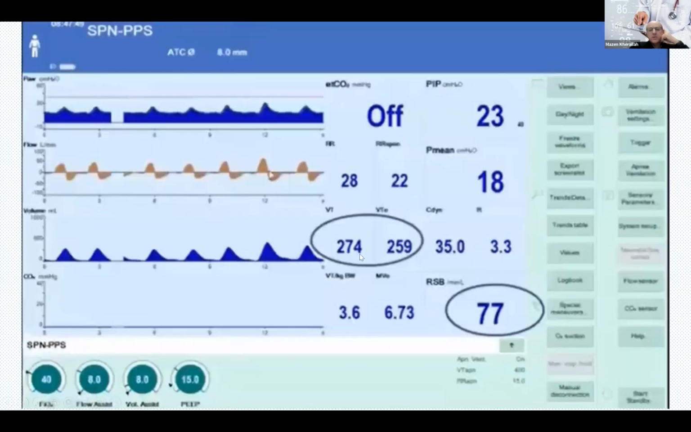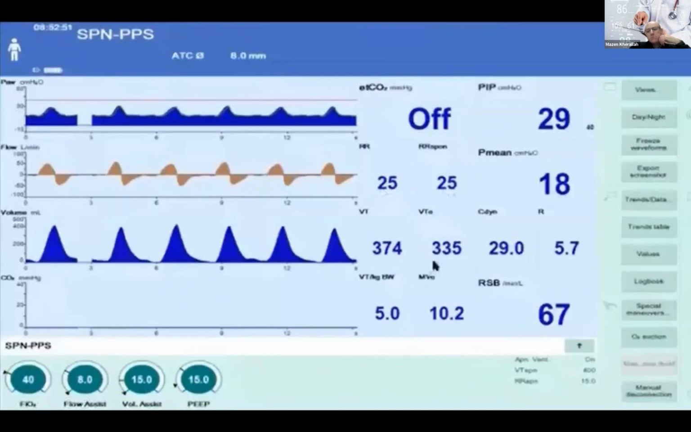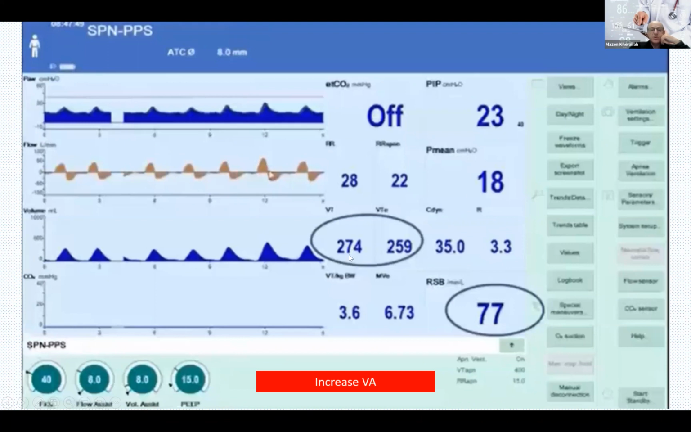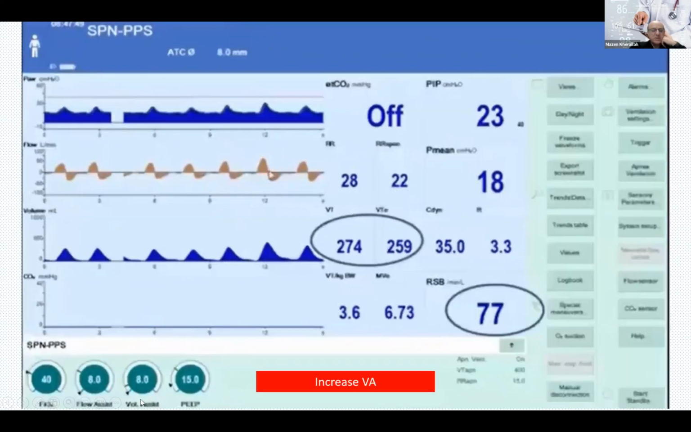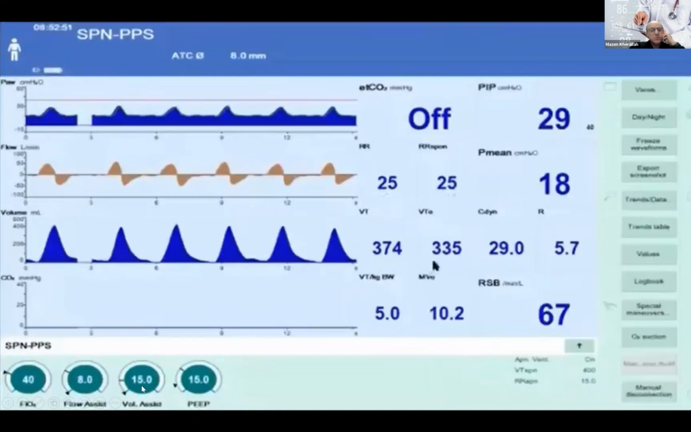This is 274, RSPI 77. Clearly, the patient can benefit from higher volume assist. And that patient was given higher volume assist. Take a look on the previous screen, 274. RSPI is 77. Now we have higher tidal volume. We increased the volume assist from 8 to 15, and that resulted into better volume, better RSPI.